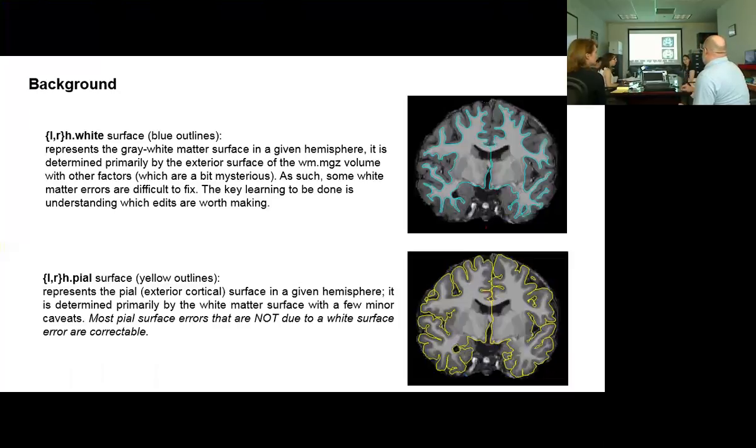So if FreeSurfer makes a mistake, say in labeling the white matter, so if it labels something as white matter that's not really white matter, yeah. And so the way to think of it is, if you change the white matter segmentation, it will affect both the white matter and the peel surfaces.